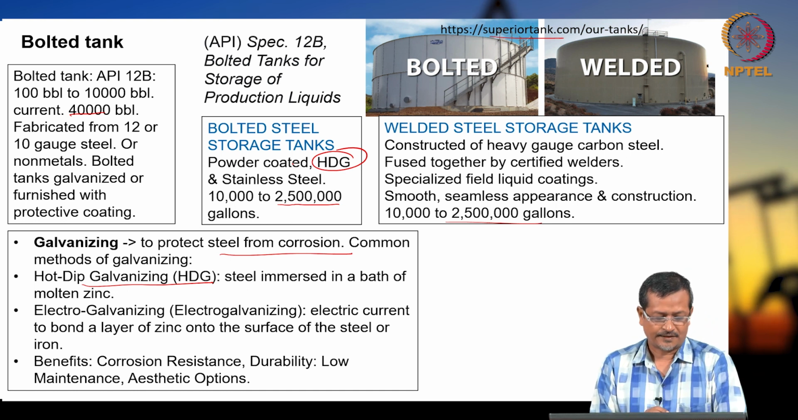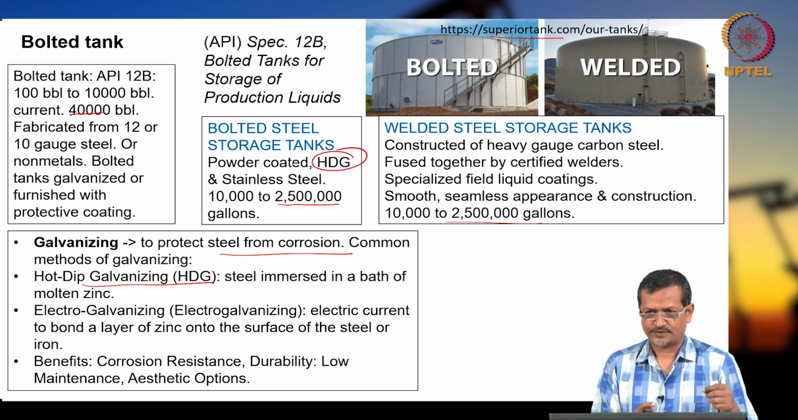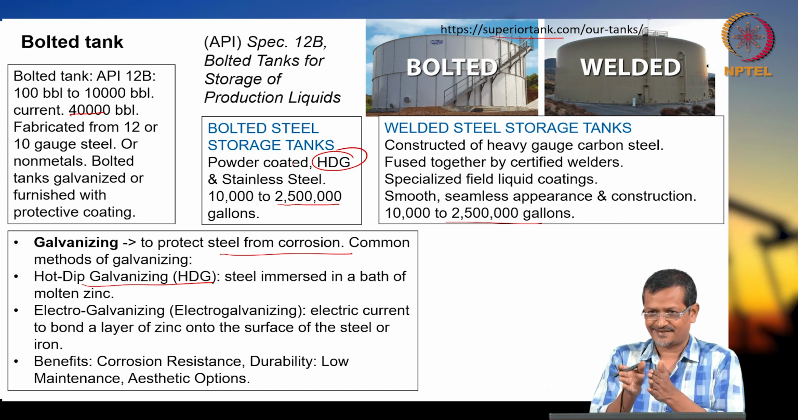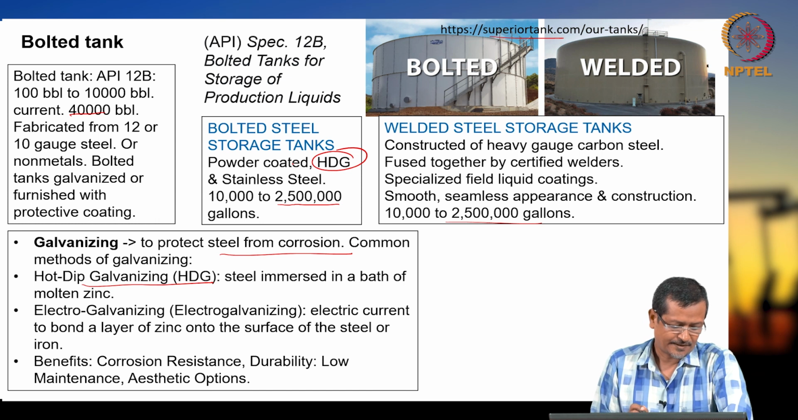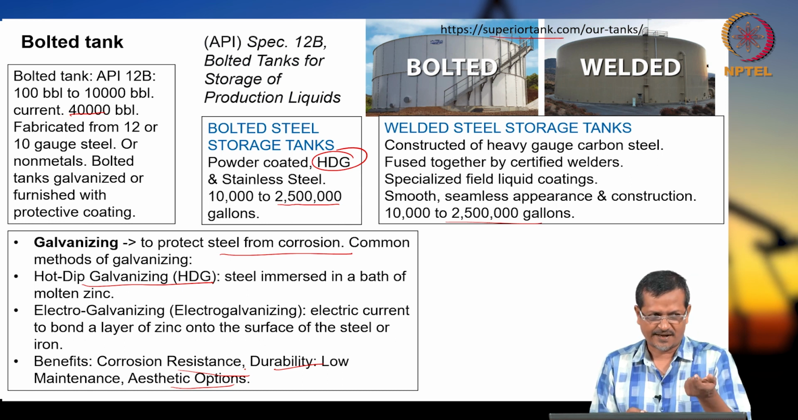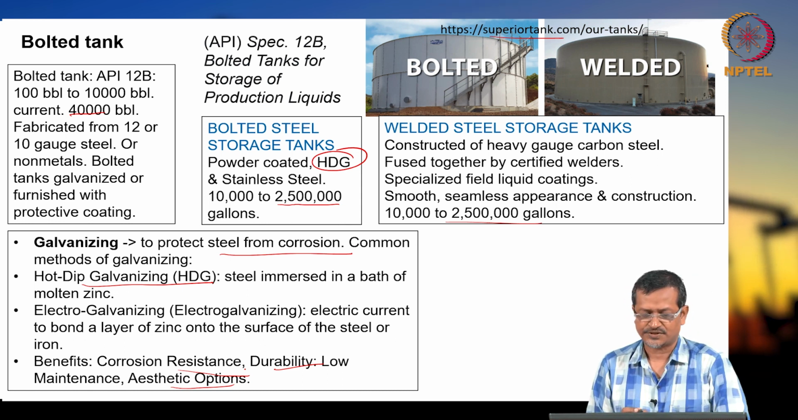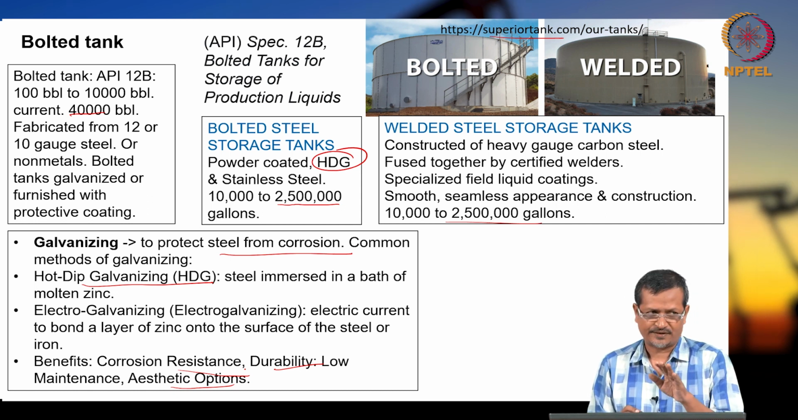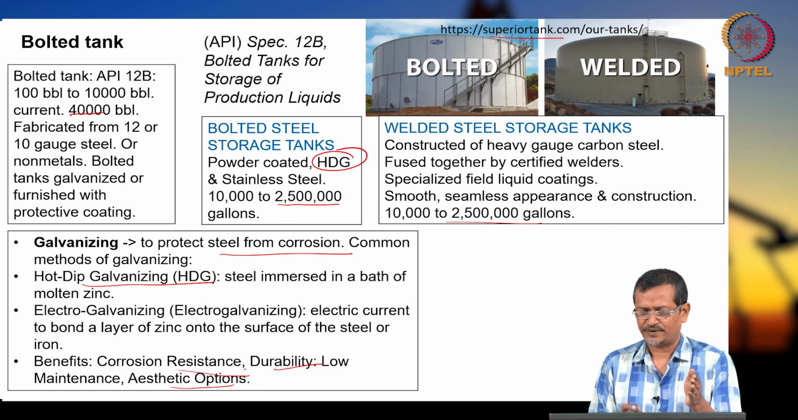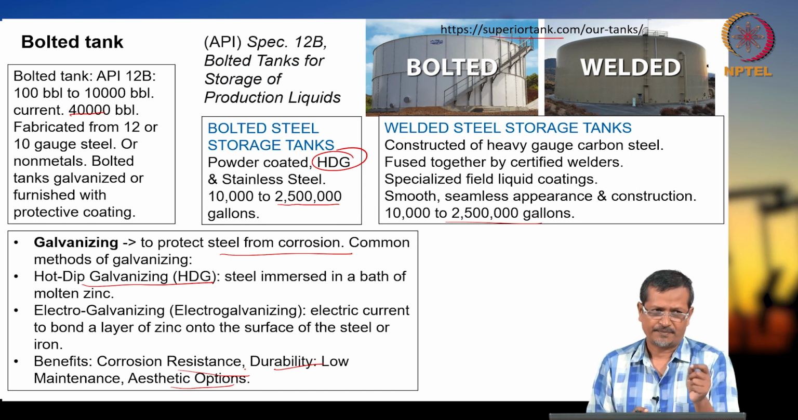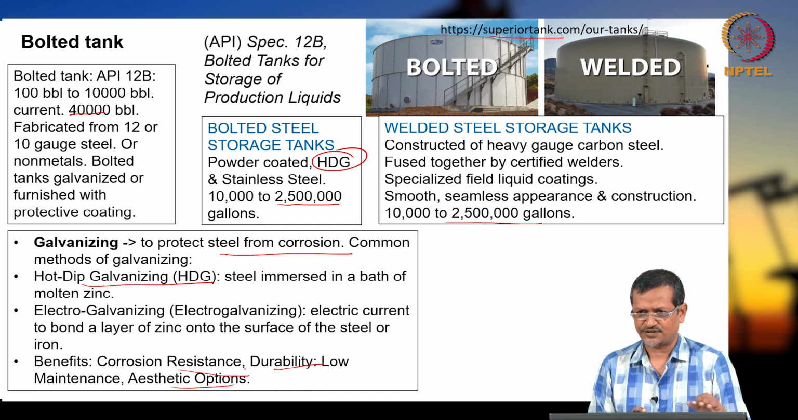There is another option also, electro galvanizing. So, you put an electrode and you coat the metal surface with zinc. Benefits: corrosion resistance, durability, low maintenance, and aesthetic options are also possible. So, metal like black iron will not be there, different colors are also possible. This is called galvanization. Normal painting, if you do, will erode quickly. Another option may be possible, like nickel coating, but they are not suggesting nickel, they are suggesting galvanization is better.